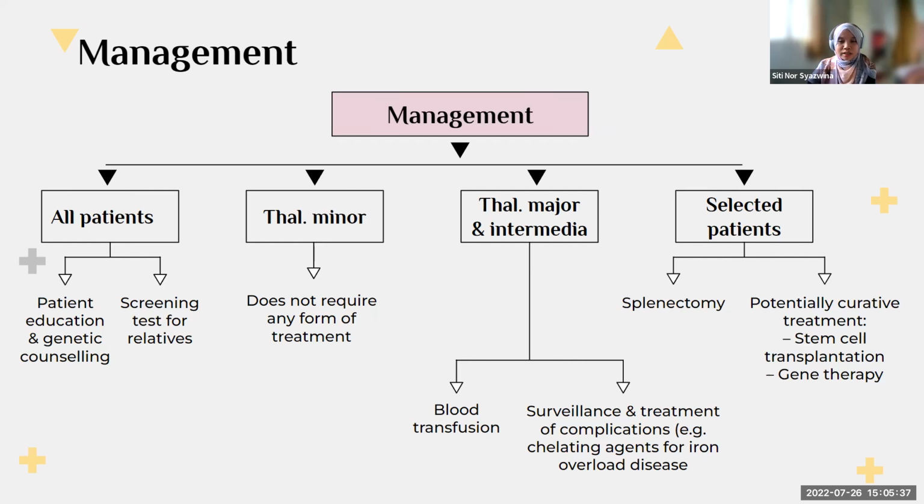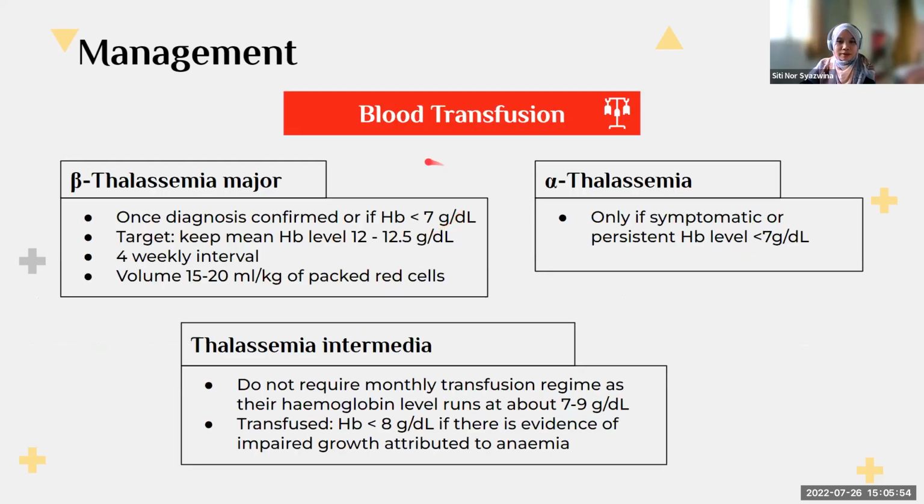when the iron is deposited in the cardiac muscles. So patients can die from heart failure. Patients might not die from anemia, but they can die from the complication of iron overload. So firstly is the blood transfusions.